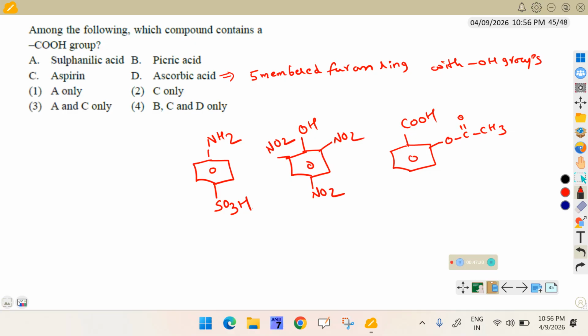Among the following, which compound contains a COOH group? Sulfonic acid? No. Picric acid? No. Aspirin contains COOH group. Ascorbic acid also? No. Correct answer is only the second option.